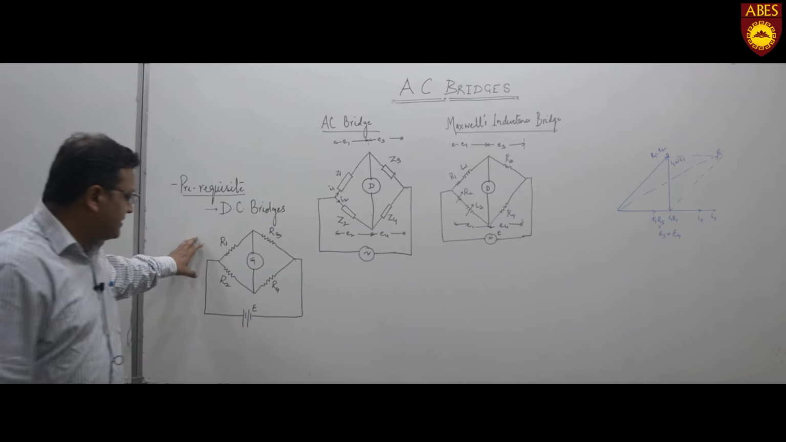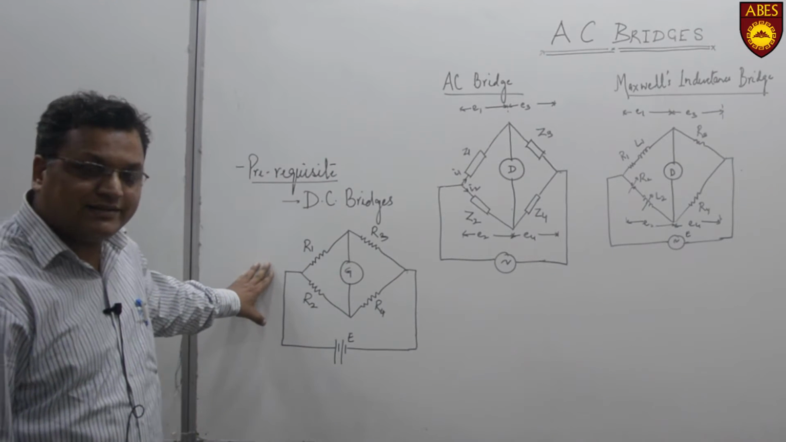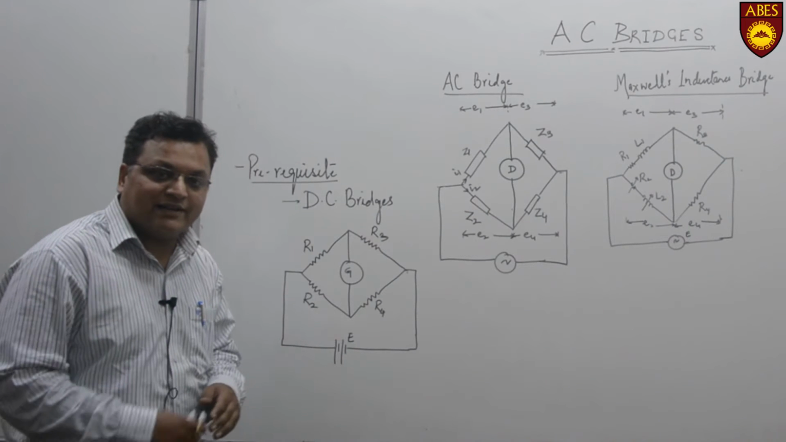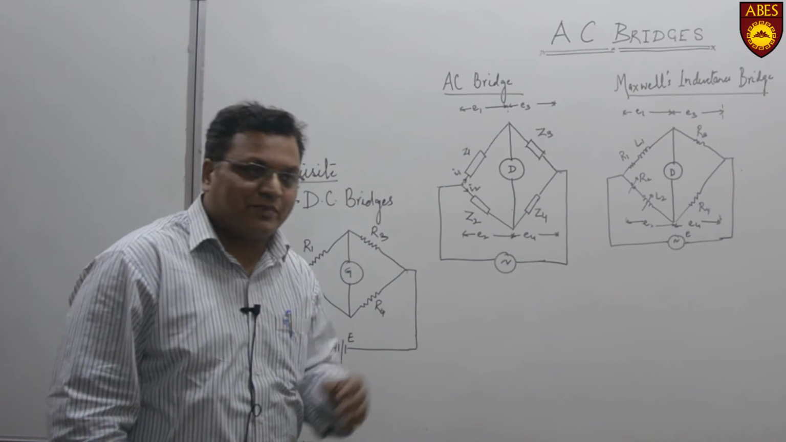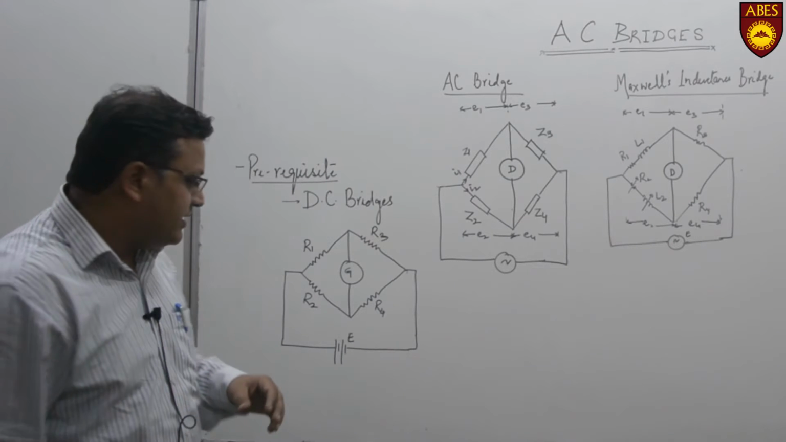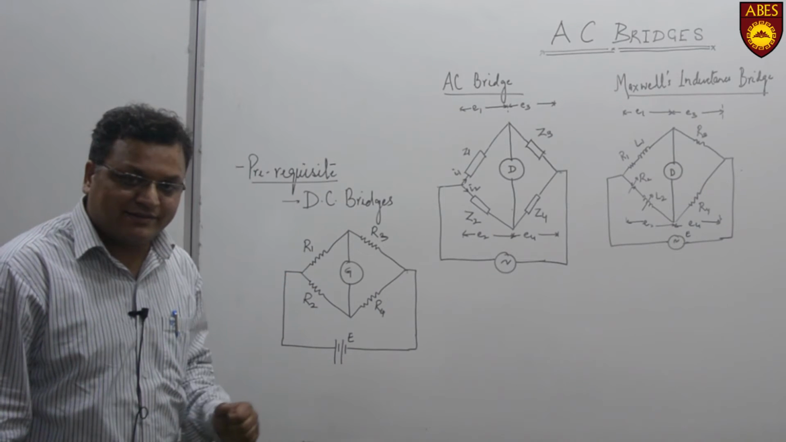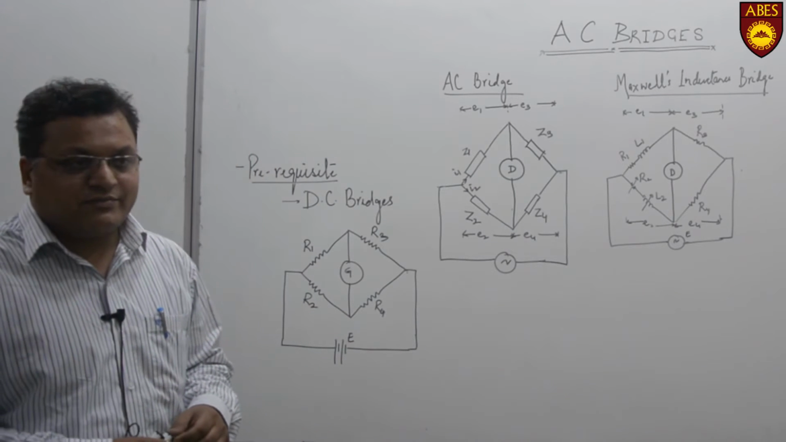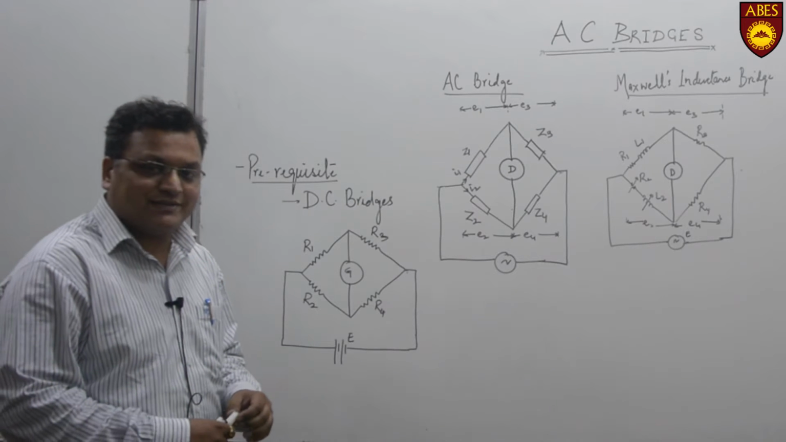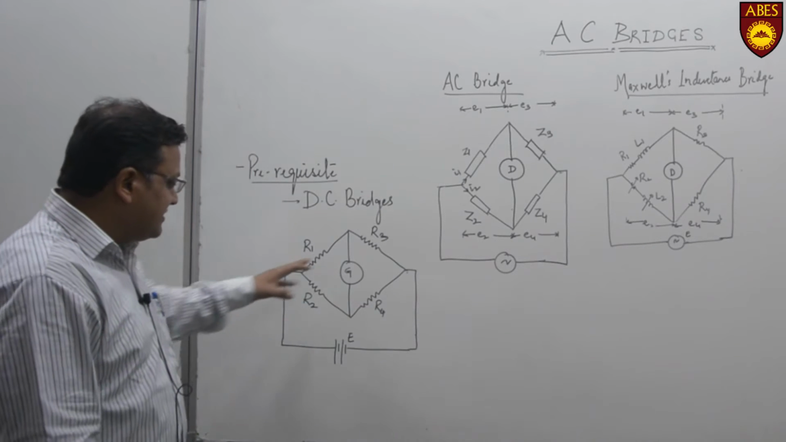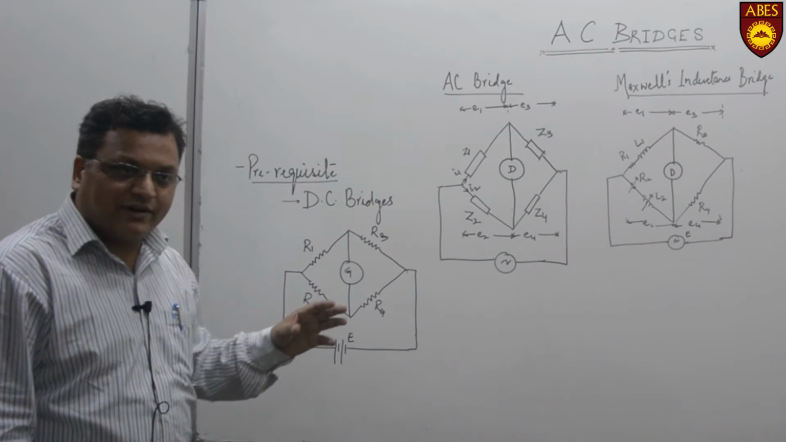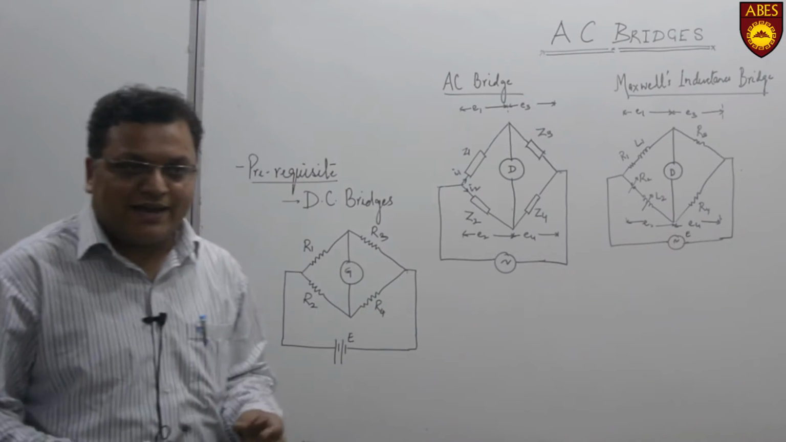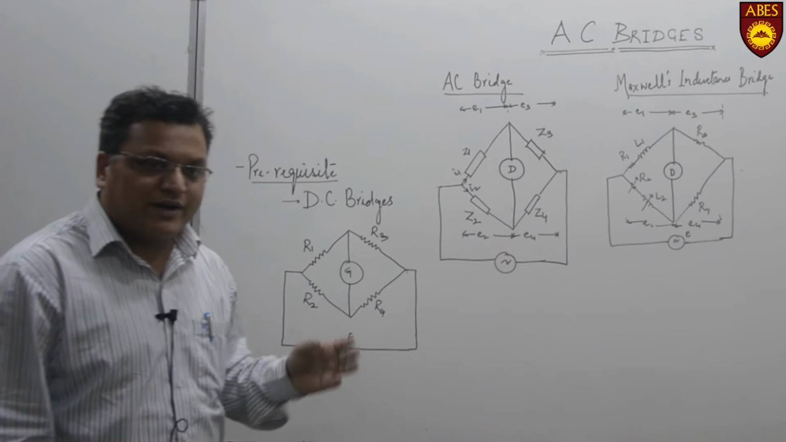Given a circuit configuration, just to recapitulate the topic already covered, that is the DC bridge. Here we connect 4 resistances in the form of a bridge, and in between a galvanometer is connected to detect the null point. The purpose of this bridge was to measure unknown resistances. Particularly, we vary 3 resistances out of 4, which are known to us, and one resistance is unknown. A balance is obtained between the unknown and known resistances.